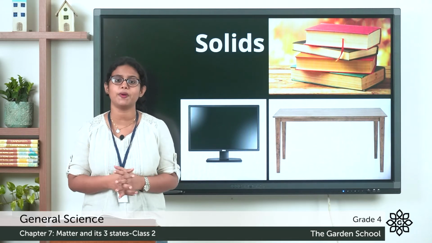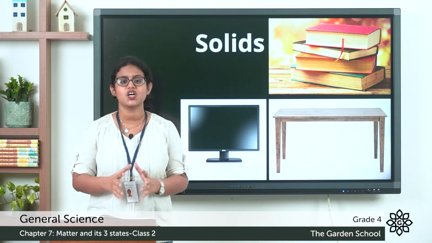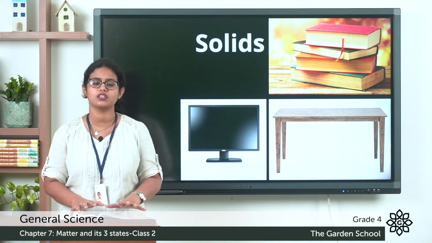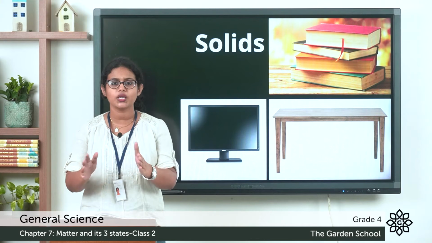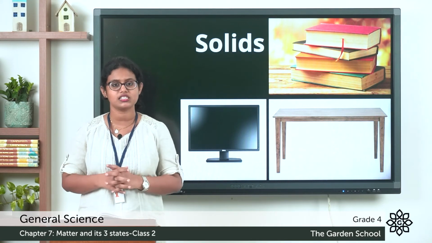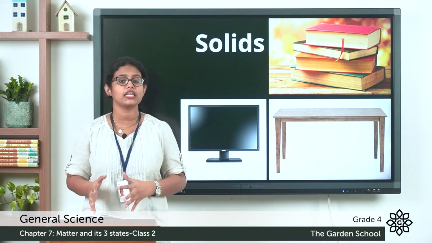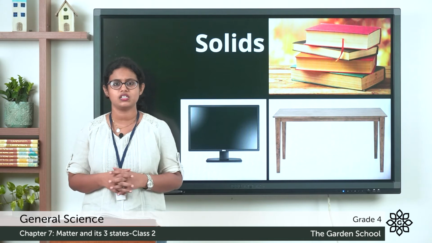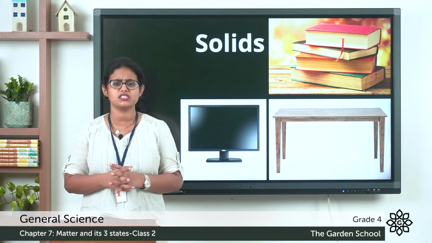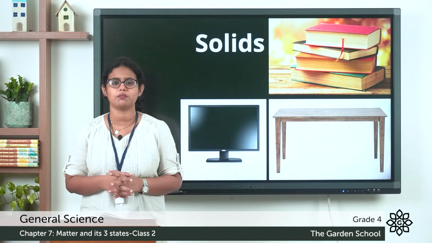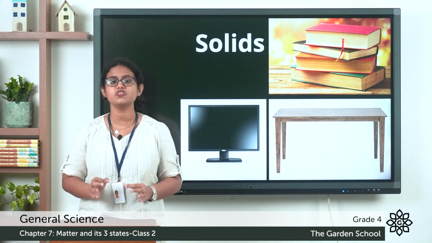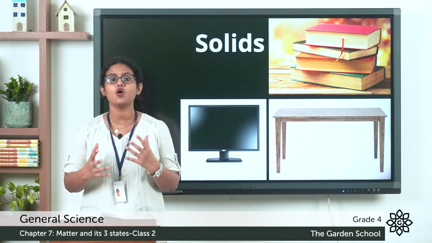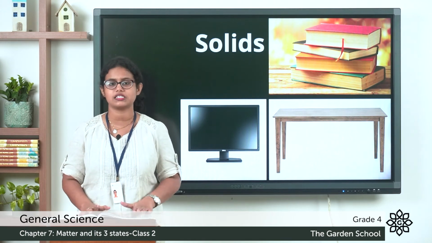Then, what about the space occupied by them? Solids occupy the same amount of space. You can see this book on this table, and this book occupies a particular space on this table. If I take this book and keep it somewhere else, it still occupies the same amount of space. If you have a pen or a pencil, wherever you keep them, they occupy the same amount of space, which means they have a definite volume.